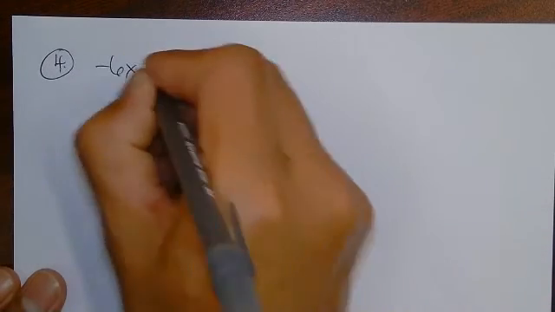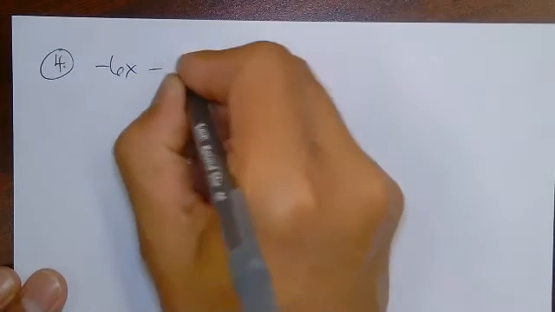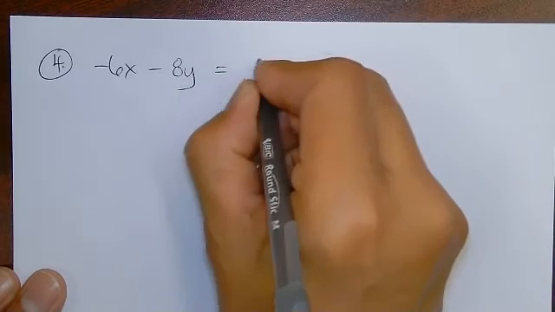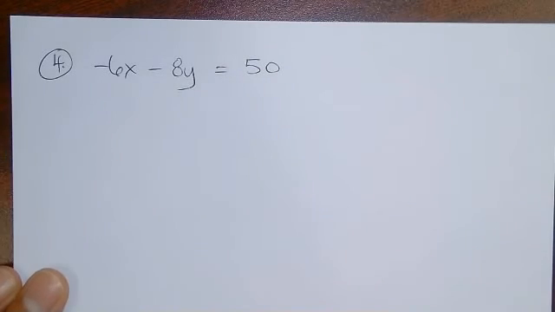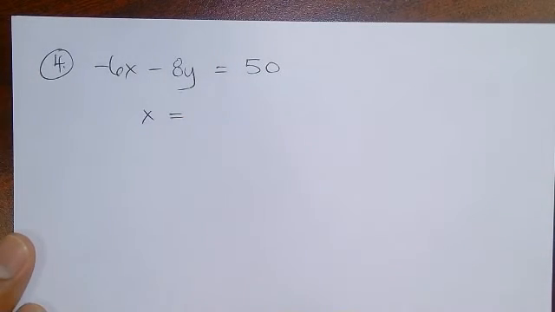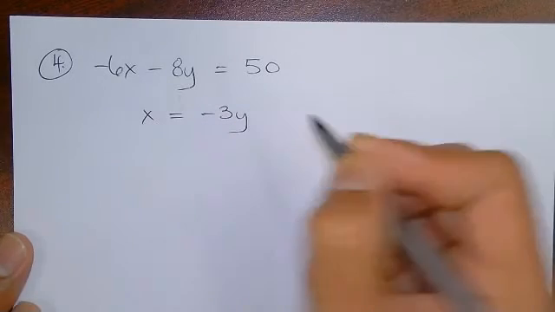Okay, here's a continuation of the notes. Number 4. Let me go quicker now. Here it is. Negative 6x minus 8y equals 50. And we have x is equal to negative 3y.